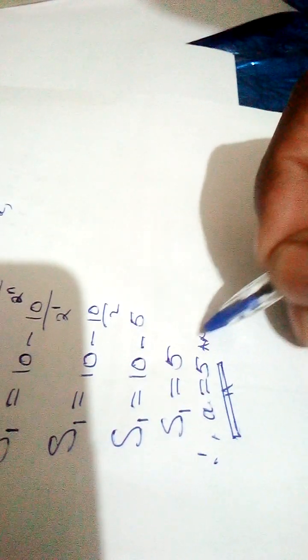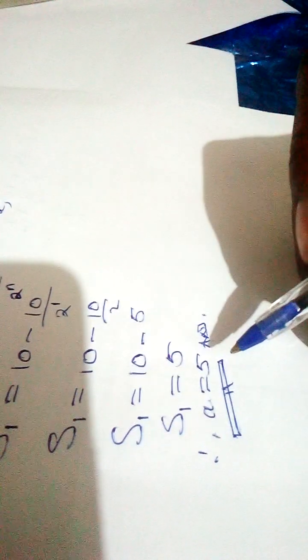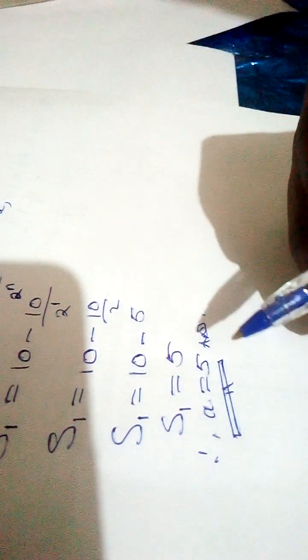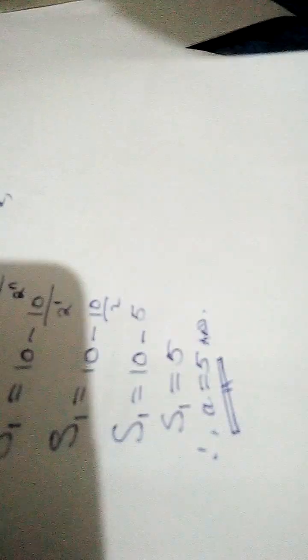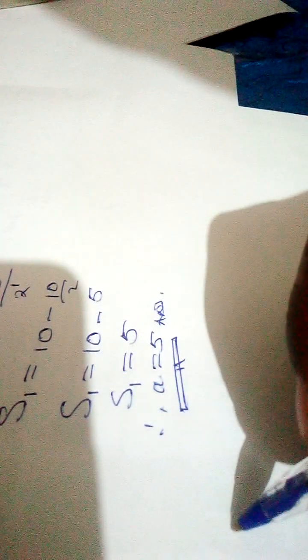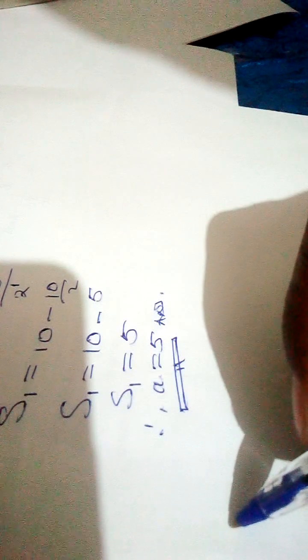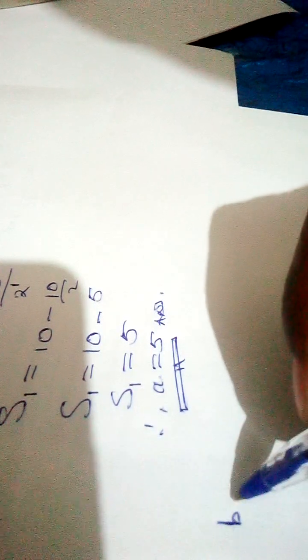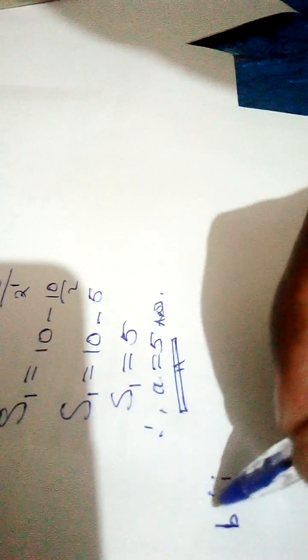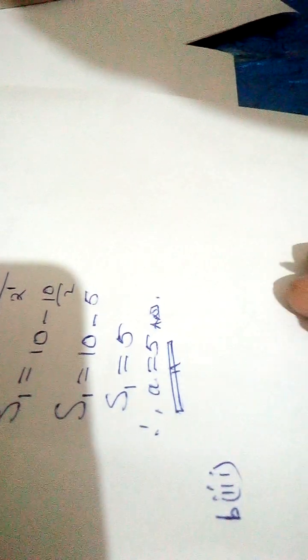Okay, that's how you find the first term given such a situation. Now let's move on to the last part, that is part number B3. So B3 is very easy as well.